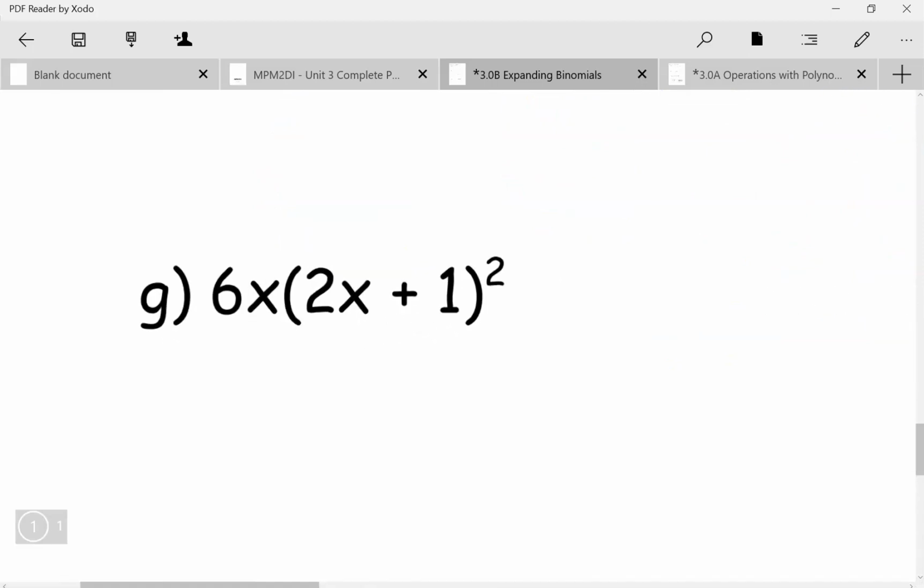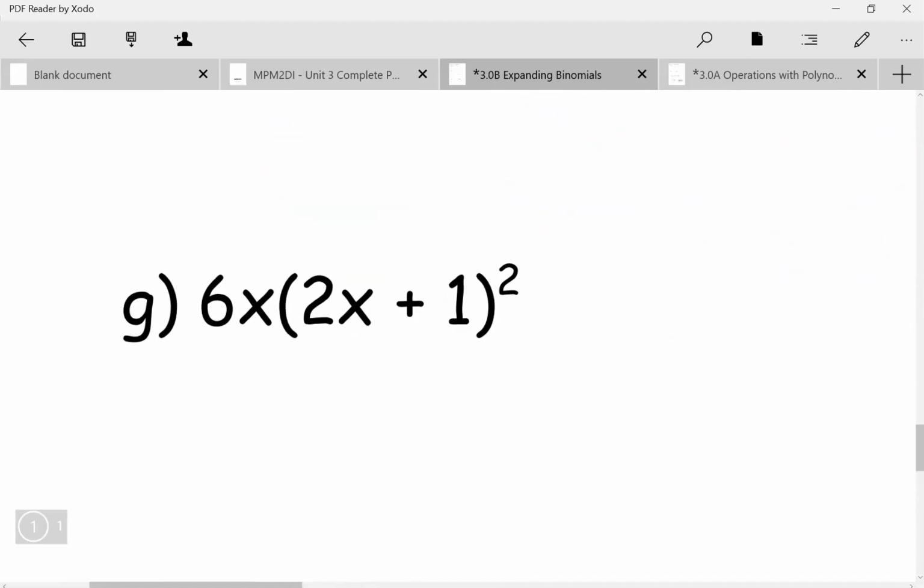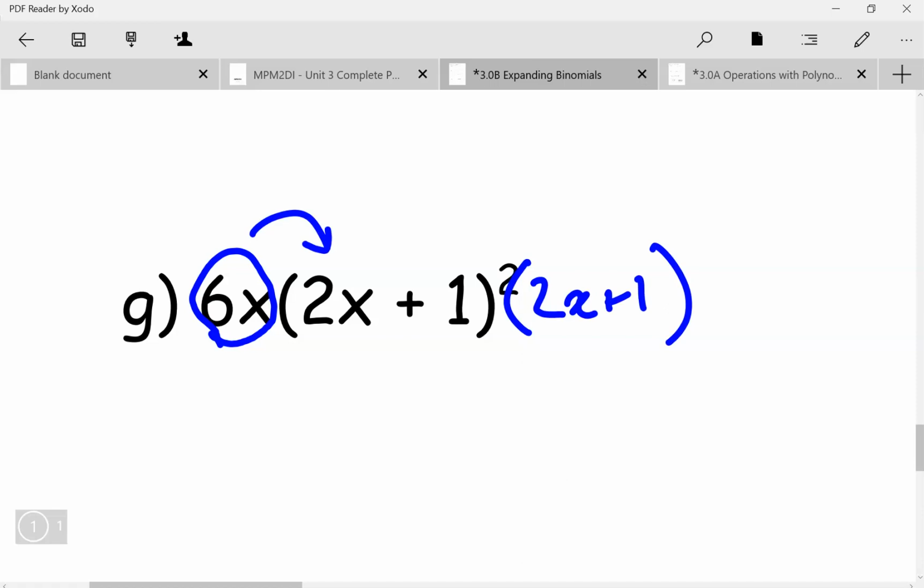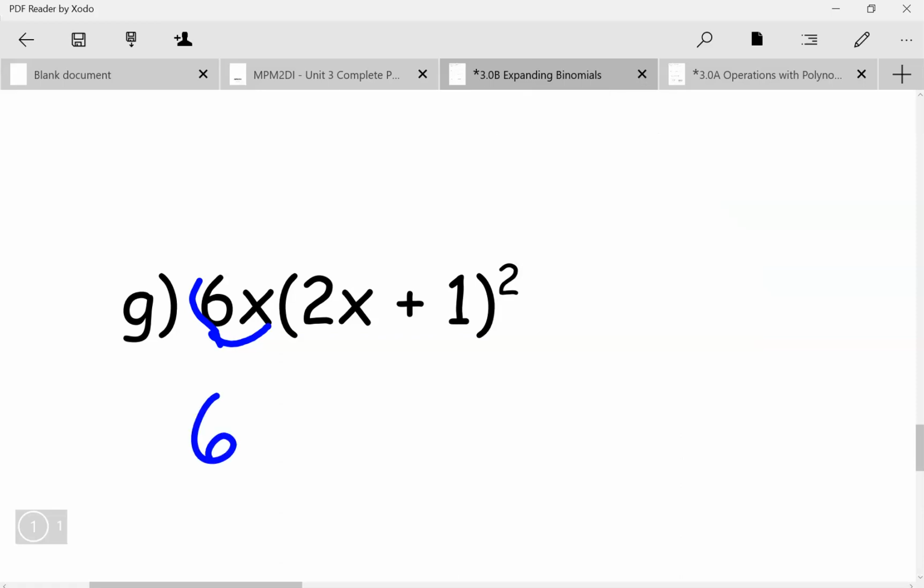All right, the same idea here. We're going to be very careful. We have 6x, then we have 2x plus 1, and then we have another 2x plus 1. Again, you could do the 6x times this first and then multiply it by this 2x plus 1. What I'm going to do is multiply the brackets first, and then get to the term outside the brackets.